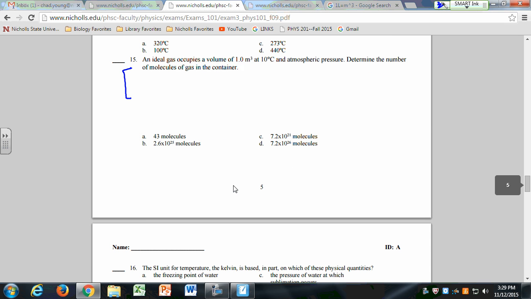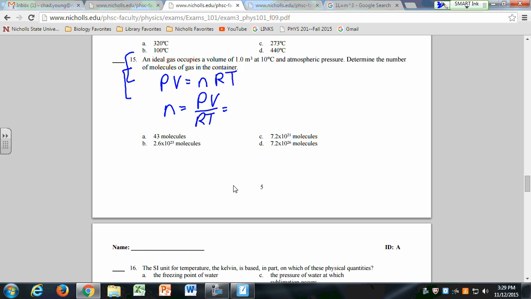This is ideal gas. This is an ideal gas law, so you'd say PV equals nRT. And then you would solve for... Okay. All right. Determine the number of molecules. You'd solve for n, PV over RT. And then in this particular problem, you have to take an extra step and multiply it times Avogadro's number. You're not going to have to do that.